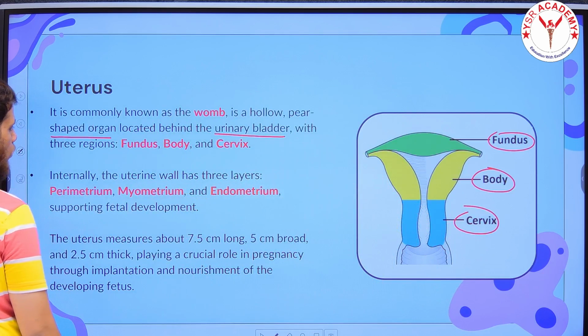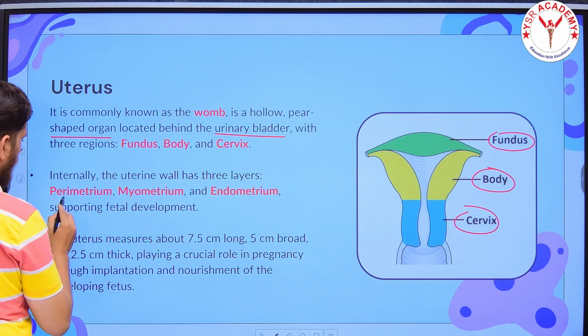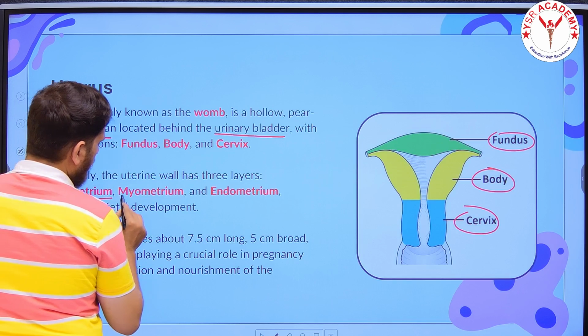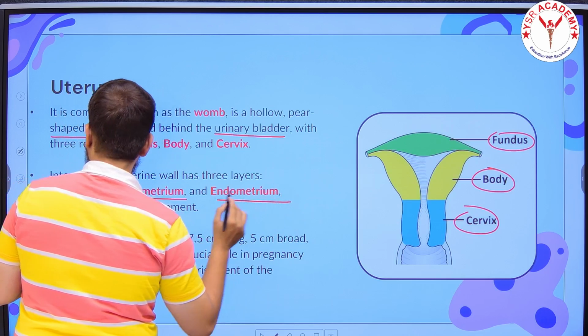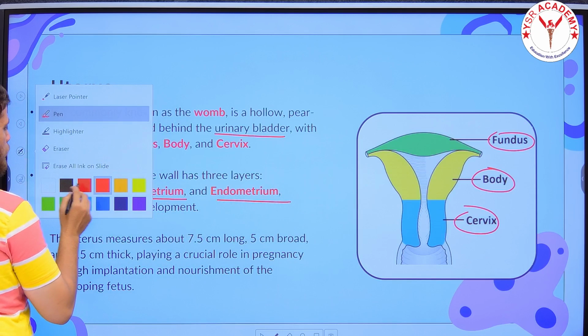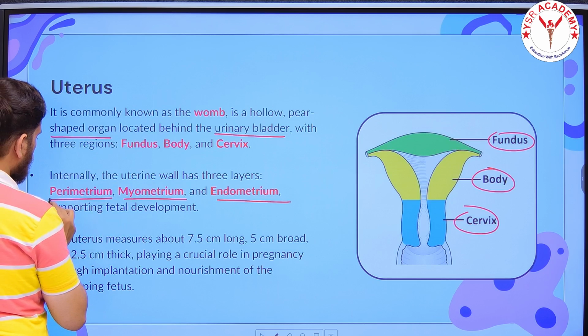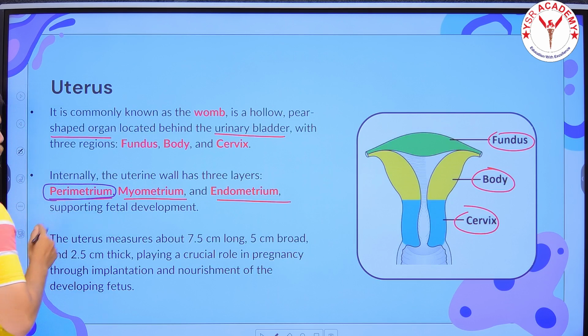इंटरनली यूटेराइन वॉल हैज 3 layers. सो बेसिक 3 layers. यू हैव पेरीमेट्रियम, देन यू हैव मायोमेट्रियम एंड देन यू हैव एंडोमेट्रियम. पेरीमेट्रियम इज द आउटर मोस्ट लेयर. This is that layer which is going to hold the position, hold the contractibility and expandability of the uterus.